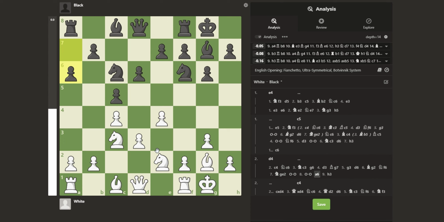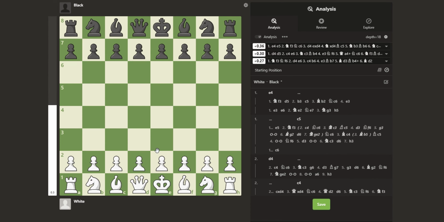So, prophylaxis is another very important detail we have to bear in mind. Always try to avoid the enemy plan. Always try to ask yourself why the enemy played that move. What is the threat? Is there any checkmate? Is there any capture? Is it dangerous? Okay?